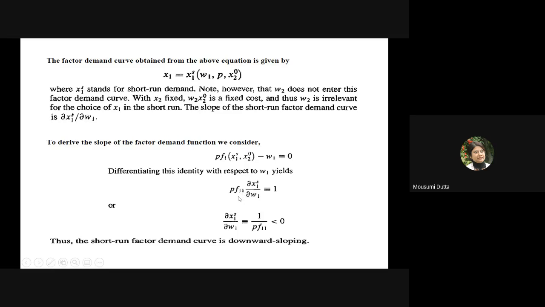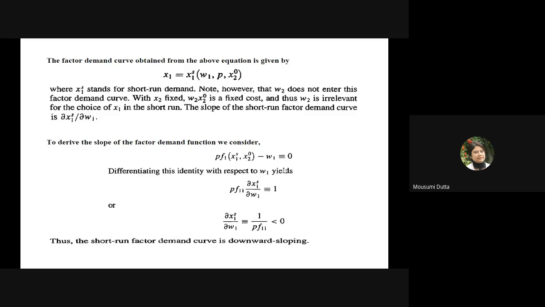So del f1 by del x1s into del x1s by del W1. So please write down P into del f1 by del x1s into del x1s by del W1. And from this second expression, you will get minus 1, that is equal to 0. And then if you readjust, you will get this equation: P f11 del x1s by del W1 is equal to 1. In the left hand side, there was minus 1, so we can bring 1 here.